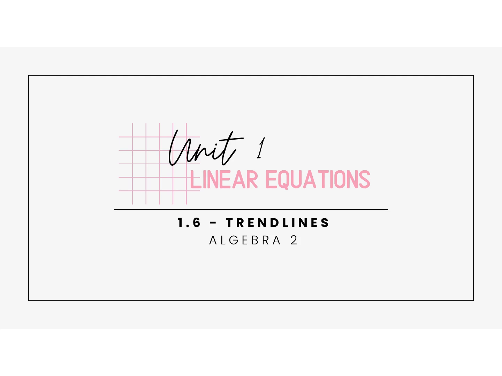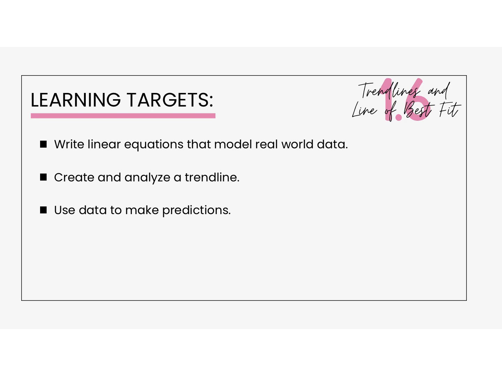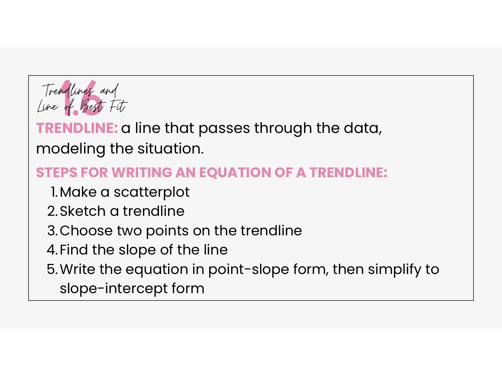We're going to talk about trend lines, and we're also going to venture into 1.7, which is line of best fit. So starting with 1.6, we're going to be able to write a linear equation that models real-world data. We're going to create and analyze trend lines and use that data to make predictions. So a trend line is just a line that passes through the data modeling the situation.